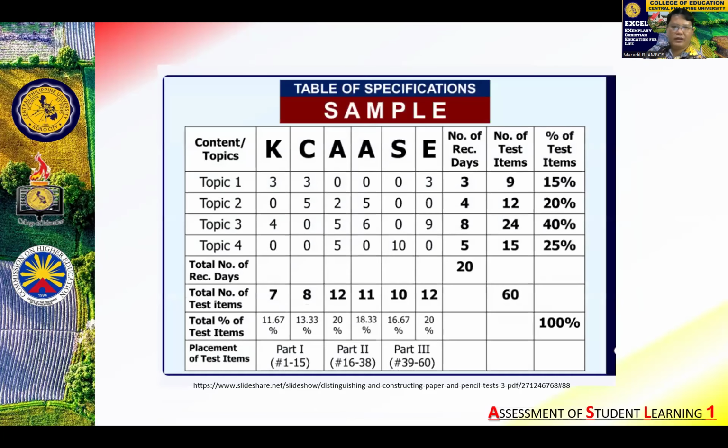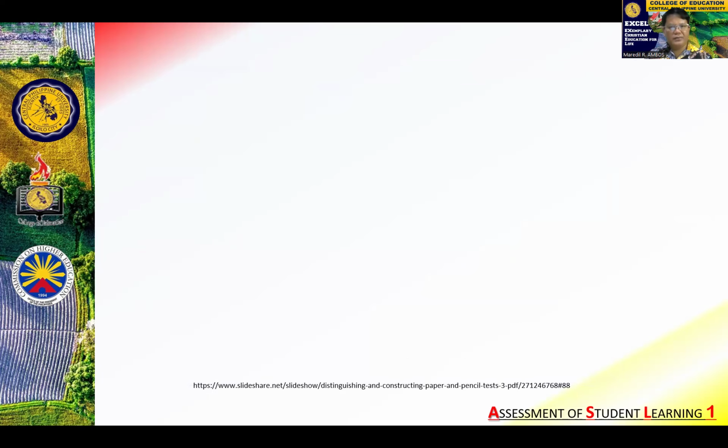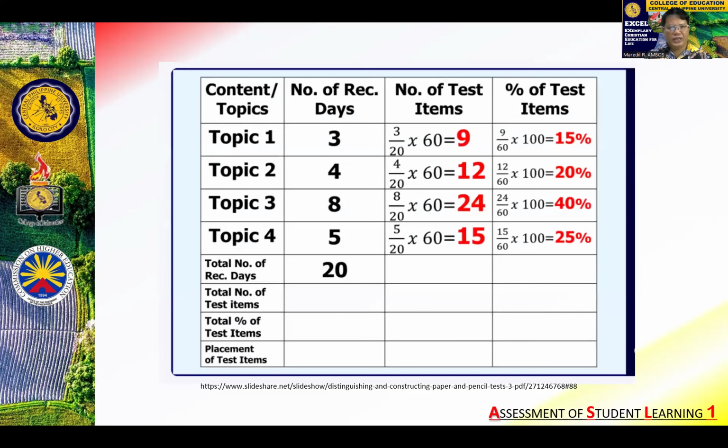We have here another example of the table of specifications, wherein you can see the topics with the corresponding allotment of questions for knowledge, comprehension, application, analysis, synthesis, and evaluation. So, borrowing the table from the previous slide, which we have.